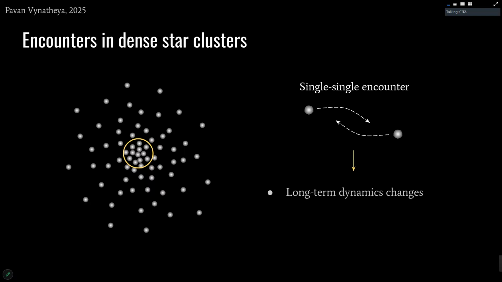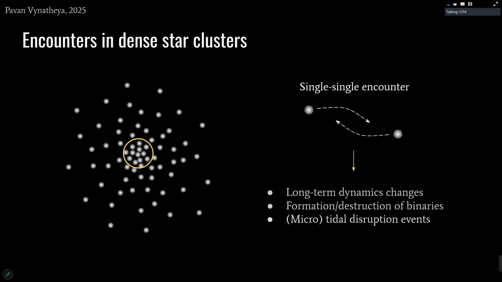So these have a lot of implications as well. These kind of encounters are also called resonant encounters, and they can affect the long-term dynamics of stellar clusters. They also contribute to binary formation and destruction if one of them is a binary, and tidal disruption events and stellar collisions, which is the main focus of this talk.